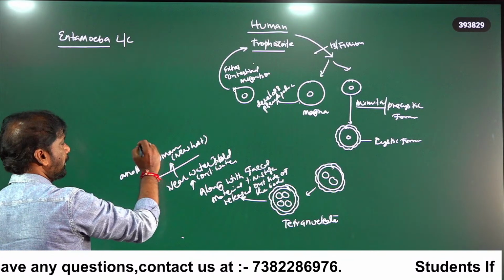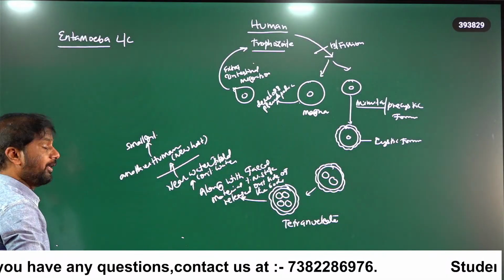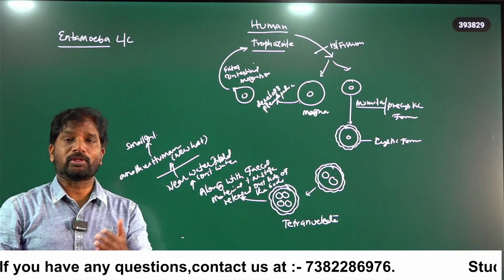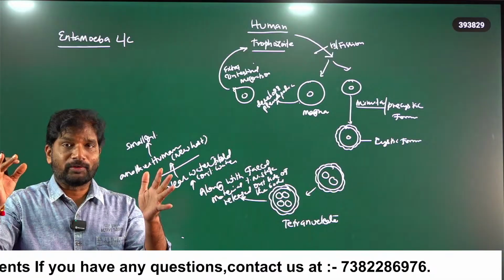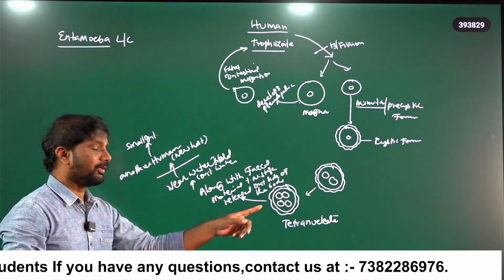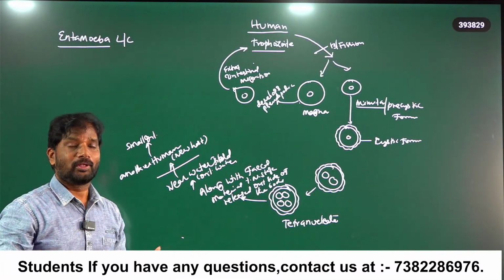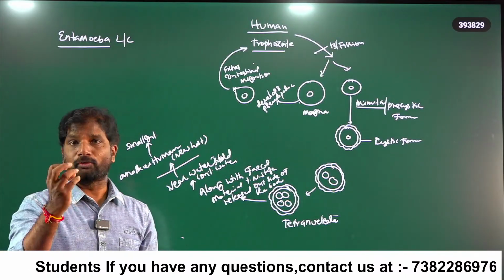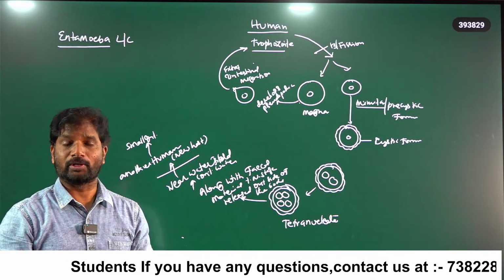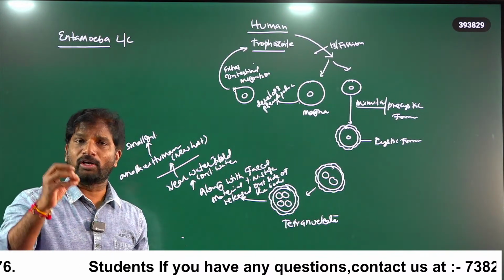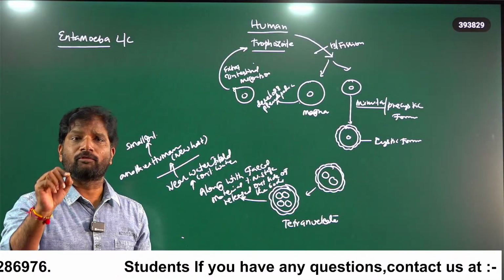It enters into the small intestine. What is present in the small intestine? Digestive enzymes, especially trypsin. By these digestive enzymes the tetranucleate stage does not dissolve. Why? For example, large pieces of ingested mutton or chicken are digested in our digestive system, but the tiny parasite will not be digested.